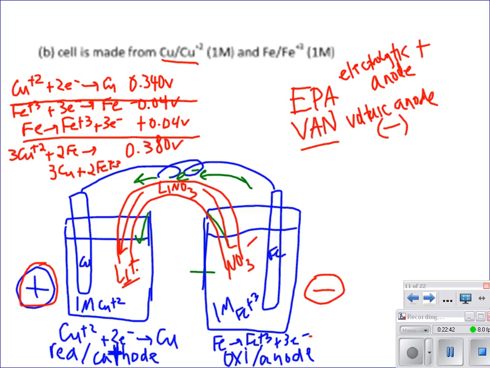You guys doing okay? All right, so I think the only thing left for this is shorthand notation. Can someone tell me where I'm going to start? Oxidation, so I'm going to have iron, and then iron plus 3, then a double line, and then copper plus 2, then copper. Now, if your solutions are something other than 1 molar, you'll see parentheses with the molarity next to the ion. If there's nothing, you assume standard conditions.